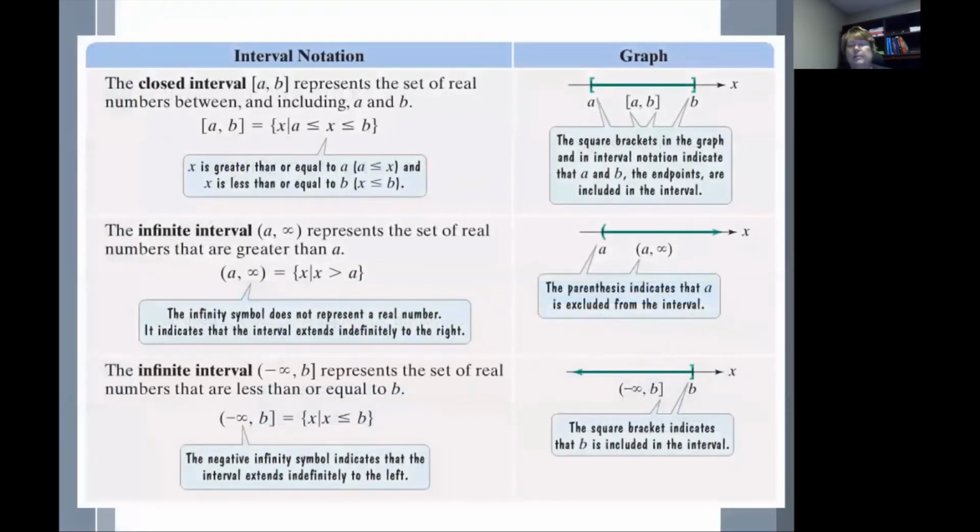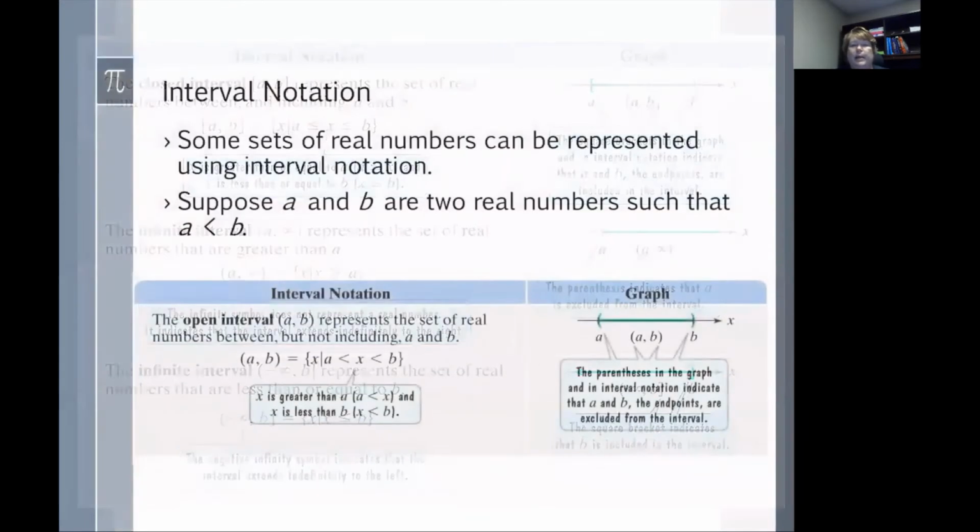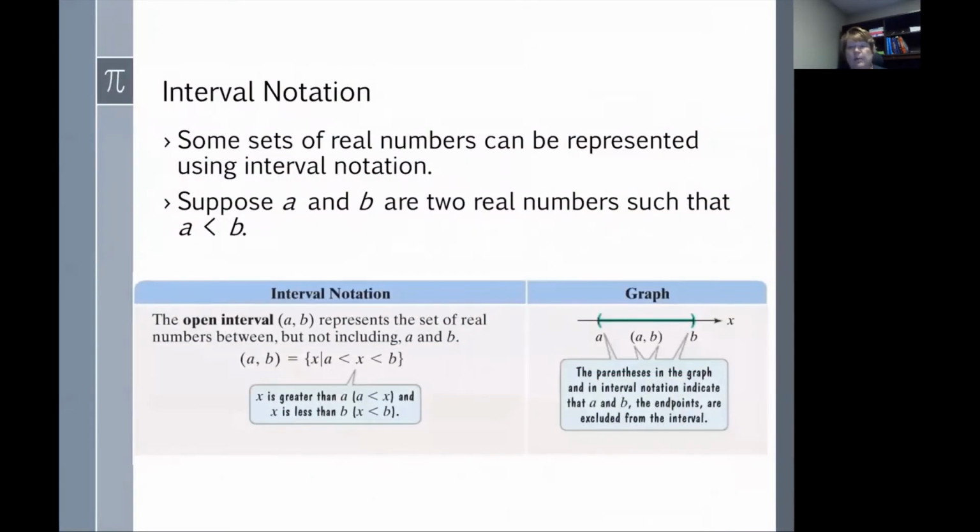The closed interval, by the way, I should have said that's called the open interval. It's called an open interval because you could draw it with open dots at each end. So it's open. Neither endpoint is included in the interval. So it's an open interval.